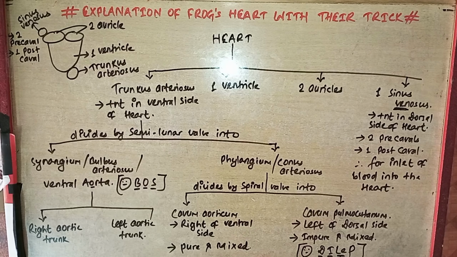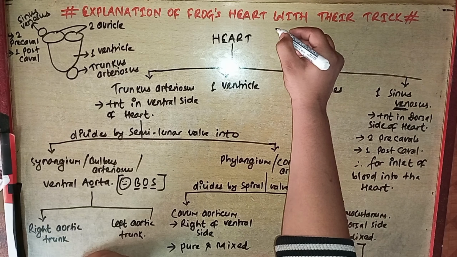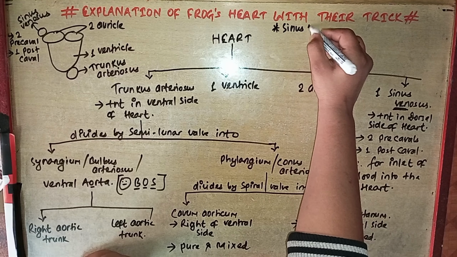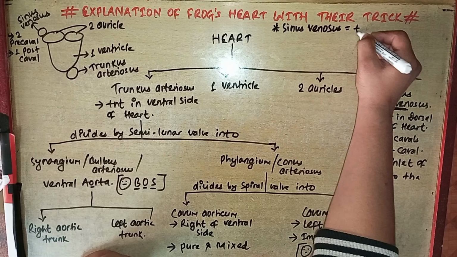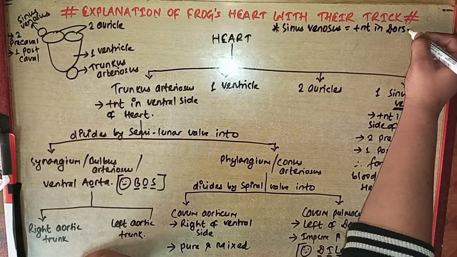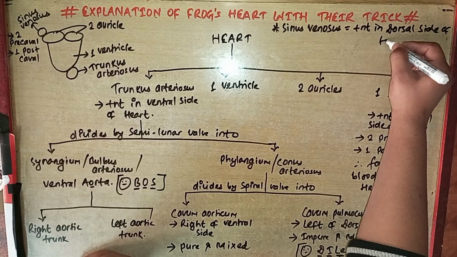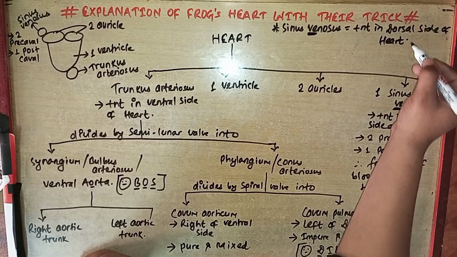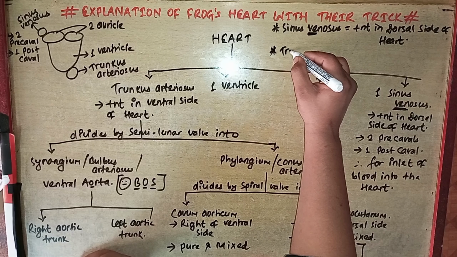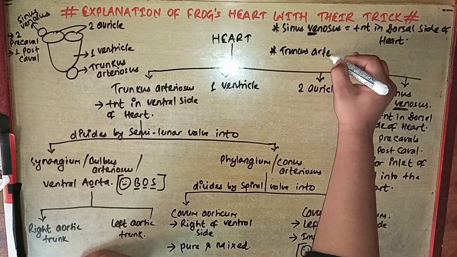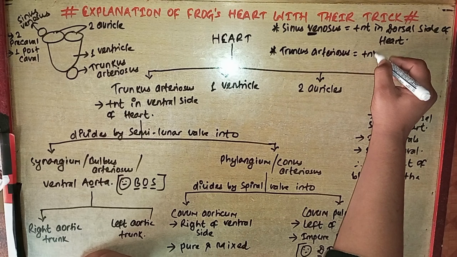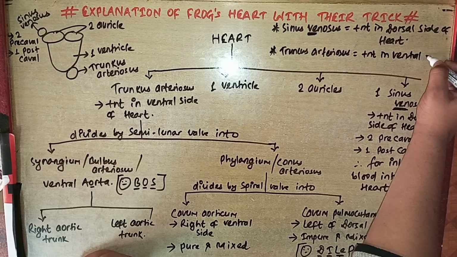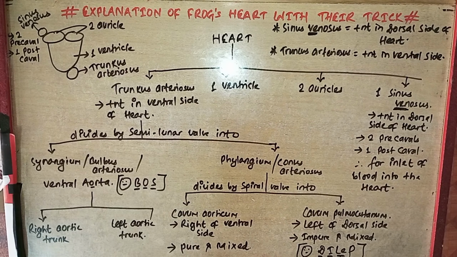So take the screenshot properly. Now I will make the figure first, and then I will explain it. And remember one thing I said earlier: sinus venosus is present on the dorsal side of the heart. To remember this, I provided a trick: the V in sinus venosus means ventral, but it is present just opposite, on the dorsal side. And truncus arteriosus, just opposite of sinus venosus, is present on the ventral side. So remember this, and now take the screenshot.